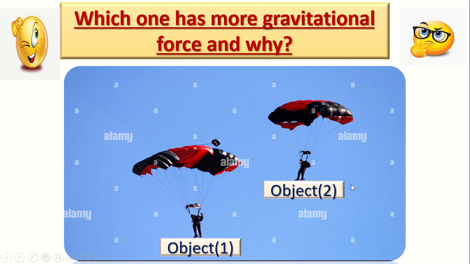As you can see in this picture, we have object number one and object number two. Which one has more gravity? Of course, object number one, because it is closer to the earth. So now, when the distance increases, the gravity decreases, and when the distance decreases, the gravity increases. So now we talked about two factors, mass and distance. When the mass increases, the gravity increases. When the mass decreases, the gravity decreases. What about the distance? When the distance increases, the gravity decreases, becomes smaller. And when the distance decreases, the gravity increases, because it's closer to the center of the earth.